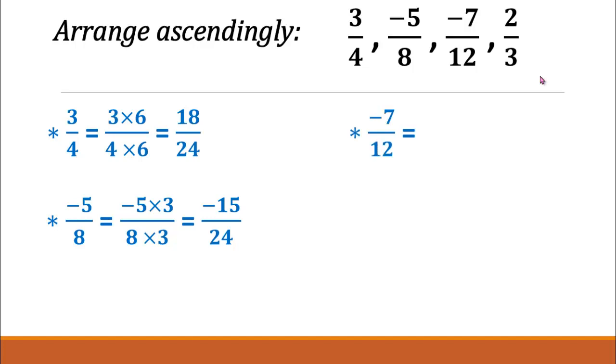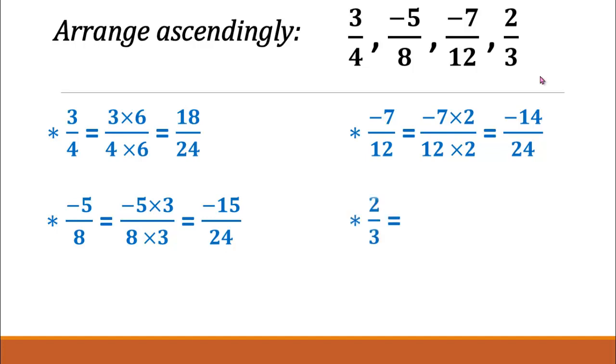Negative 7 over 12. How can I get my denominator 24? If I multiply 12 by 2, I will get 24. So I'm going to multiply the numerator and the denominator by 2, and my new rational number is negative 14 over 24. The last one is 2 over 3. And sure, we all know that to have my denominator as 24, I'm going to multiply 3 by 8. So I'm going to multiply both the numerator and the denominator by 8, which is going to give me a rational number of 16 over 24.